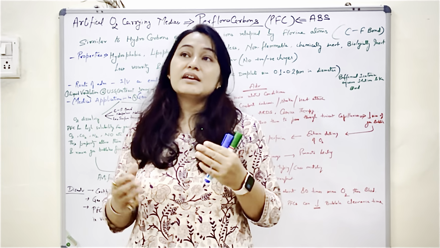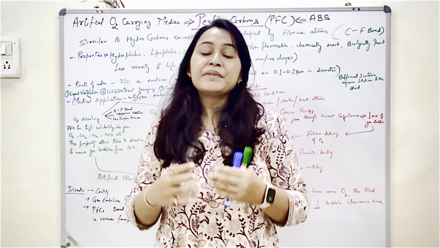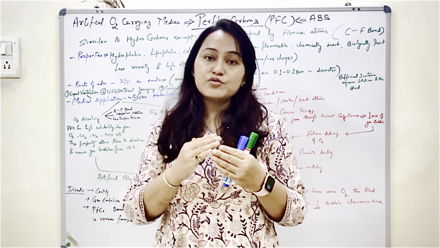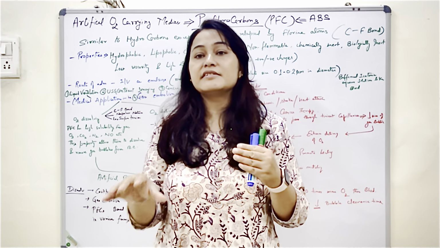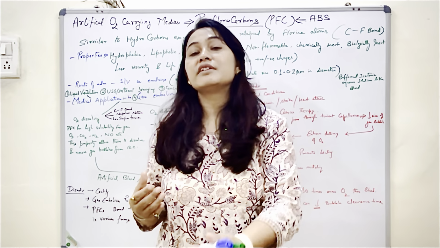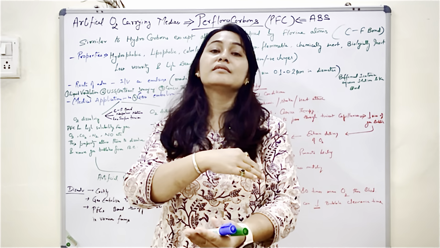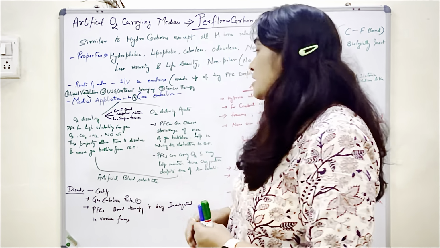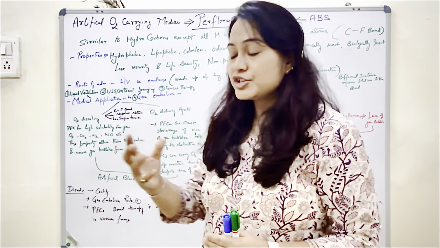So PFC carries oxygen. Okay, and there becomes a diffusion gradient, meaning there is a high concentration of oxygen in PFC and a low concentration in tissue. So because of the diffusion gradient, the oxygen will flow towards the tissue and CO2 will come out from the tissue to the PFC. Okay, so it helps in oxygenation of the tissues also.